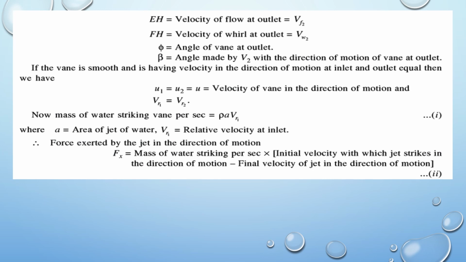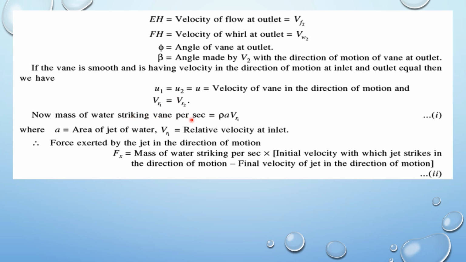And here also VF2 is the velocity of flow at outlet, and Vw2. Now the conditions are: if the vane is smooth and having velocity in the direction of motion at inlet and outlet equal, then you will have u1 is equal to u2, which is equal to u, that is the velocity of the vane in the direction of motion. And also we will have another condition, Vr1 is equal to Vr2. These two conditions you have to keep in mind. This will be useful in solving problems.